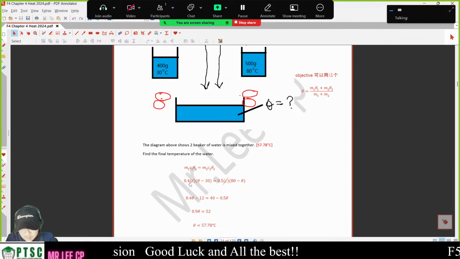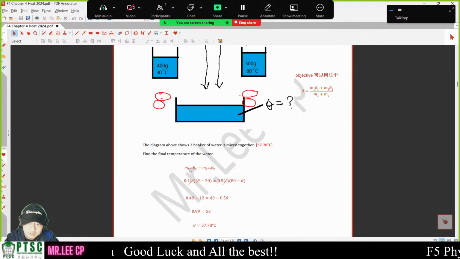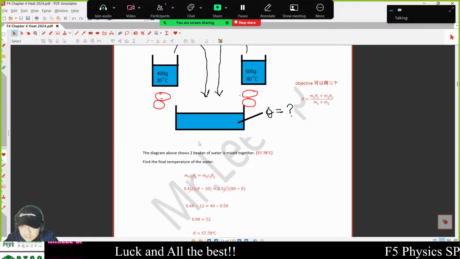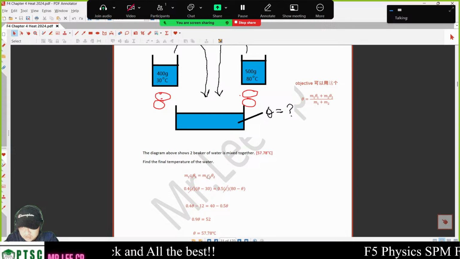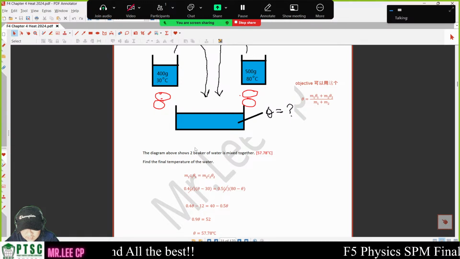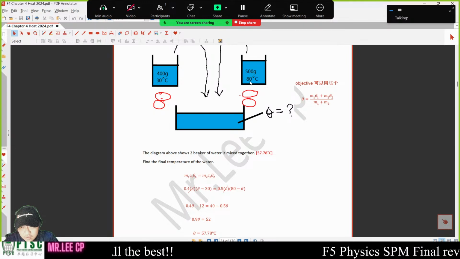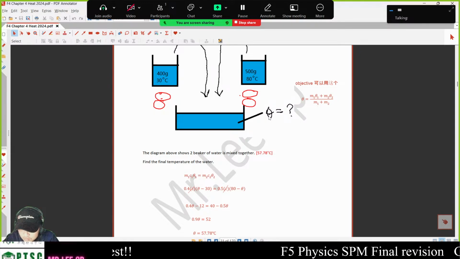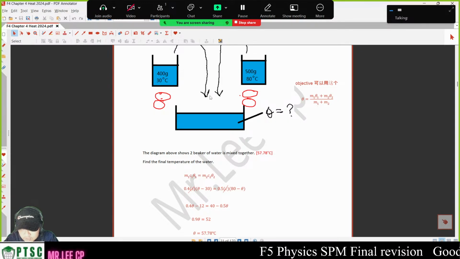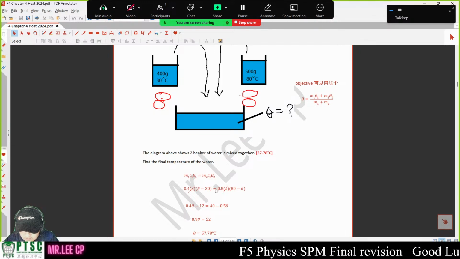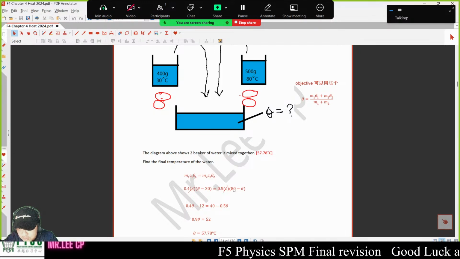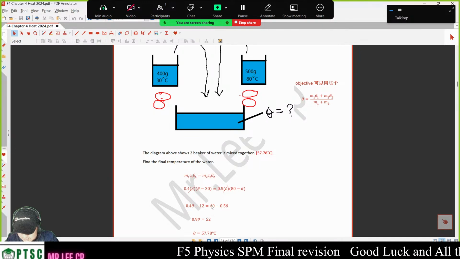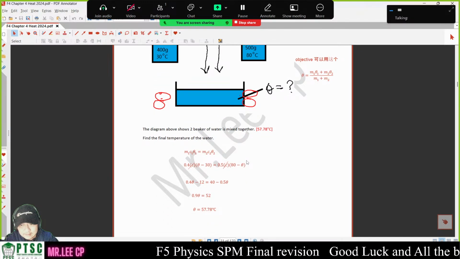Right? If you use heat absorbed is heat release, mcθ is mcθ, m is 0.4, c they don't give, because both are water, later you can cancel. And then θ, big minus small. So 30 and 80. The final temperature must be in between 30 and 80. So big minus small: θ minus 30, but this one is 80 minus θ. You multiply it in and then you get the answer. Alright?